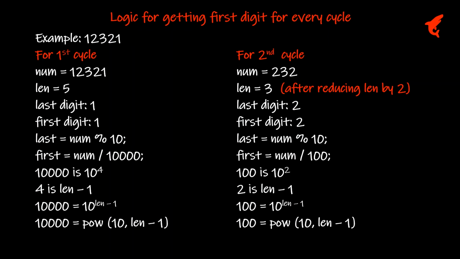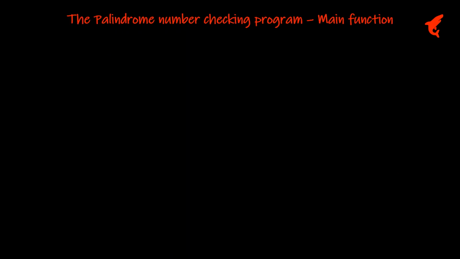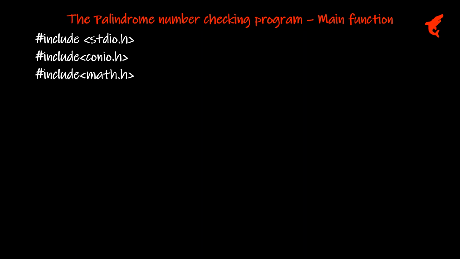And so 100 can be derived using the pow function with 10 as the first argument and n 1 less to len as the second argument. So now we will start writing the actual program for identifying a palindrome number. We start with the include and main statements. We also include math header file.